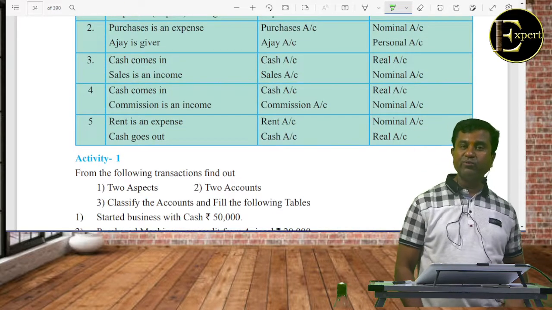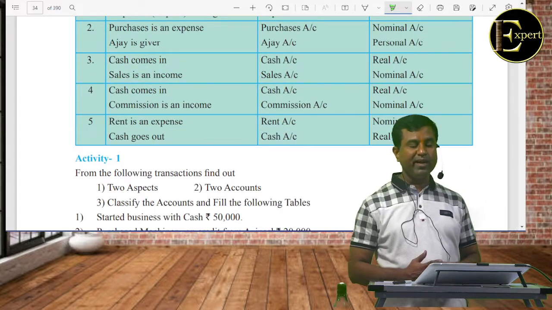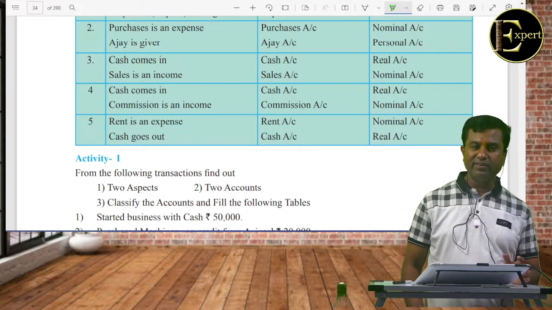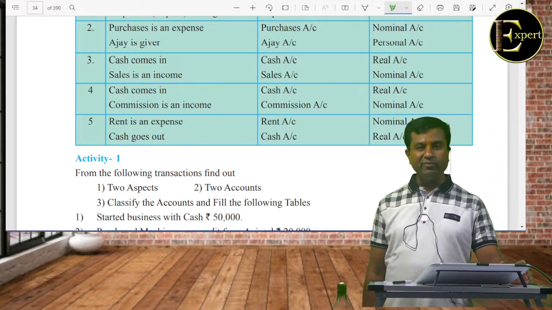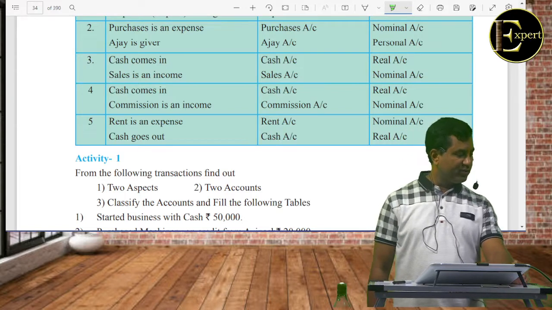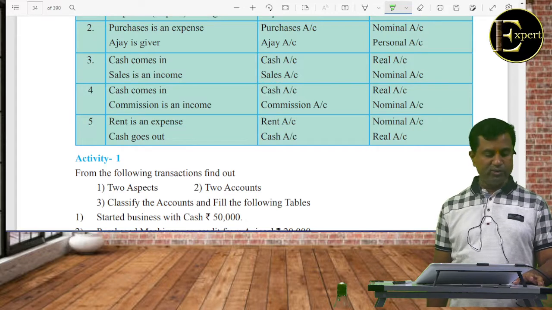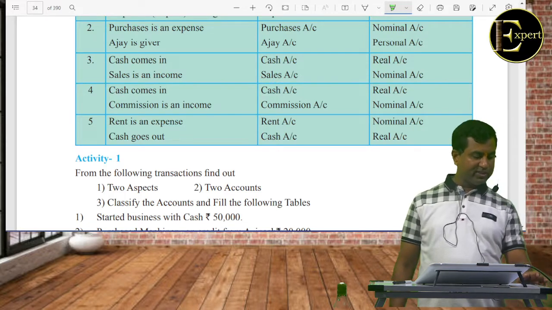And before that, the most important task is identifying an account. What is the real account? Real accounts are always assets, doesn't matter tangible or intangible. Nominal accounts are always expenses and losses, incomes and gains, and personal accounts are usually liabilities. So that is all about this type of account.